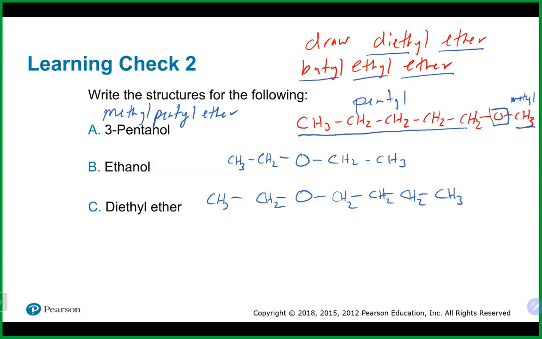Any questions on ethers, how to draw them, name them? You do need to be able to know the functional group. You do need to be able to name them as well, and draw them obviously. Any questions on that? I'm sorry, what would the name be? The last one that we did? It should be methyl pentyl ether, alphabetical order. Other questions?